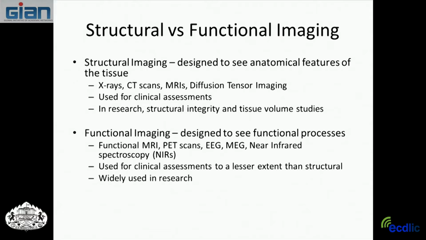if they have a tumor or abnormal growth within the brain. And in research, we often look at structural integrity of the tissue and try to compare the sizes of different parts of the brain in different types of populations to see if something in the volume is different, for example, in people who are violent versus people who are nonviolent.